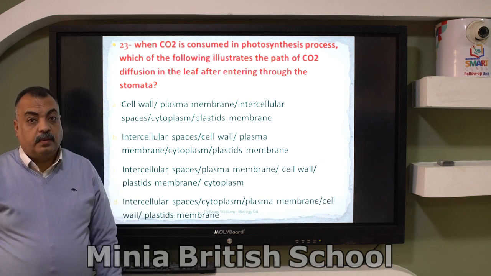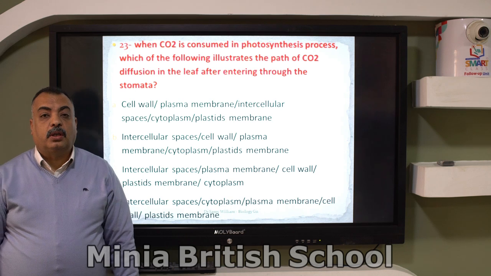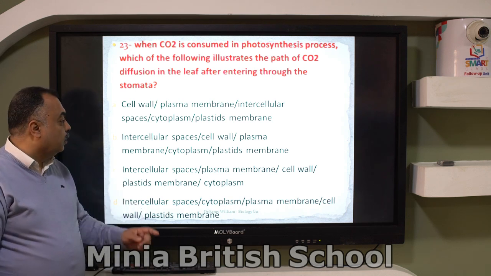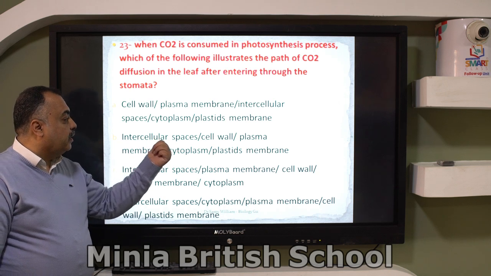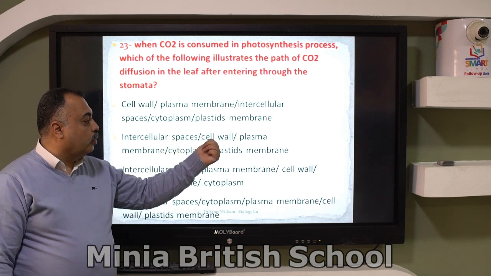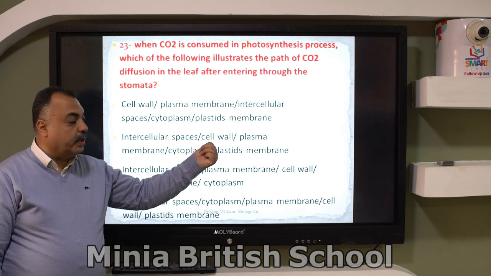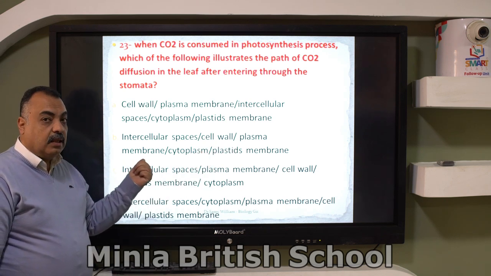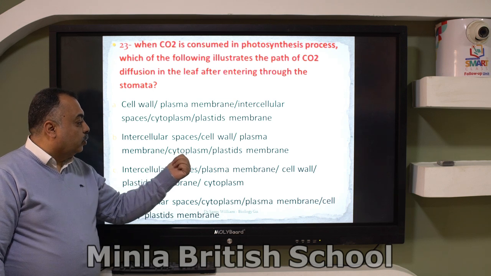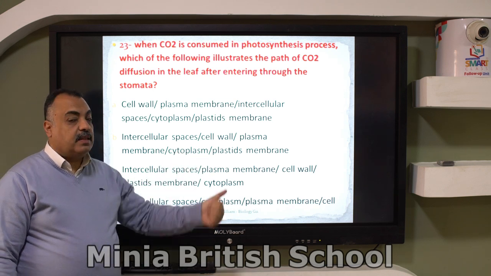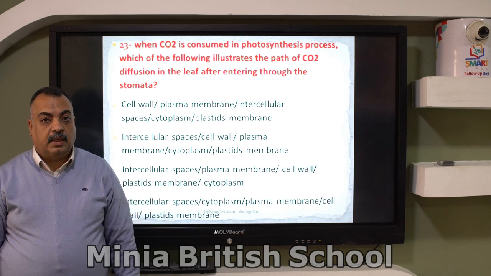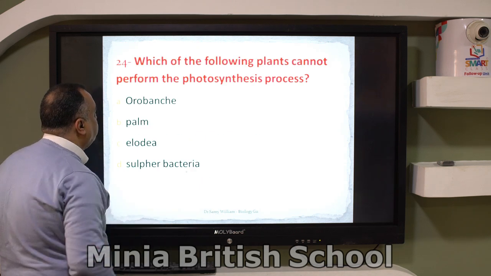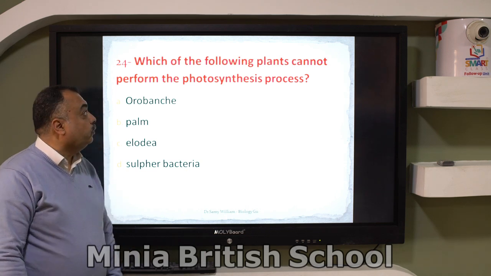Yes, imagine the entrance of carbon dioxide from stomata. It will pass towards the intercellular spaces, then the cell wall of spongy layer or palisade layer, then plasma membrane of these cells, pass through cytoplasm, then plastid membrane to do the photosynthesis process. Yes, very good. Next, 24.